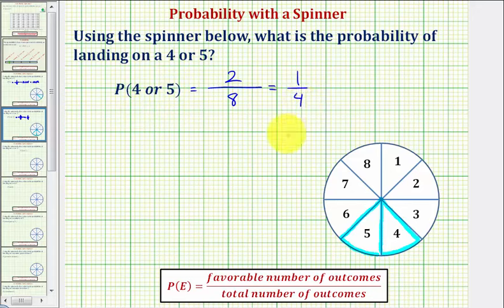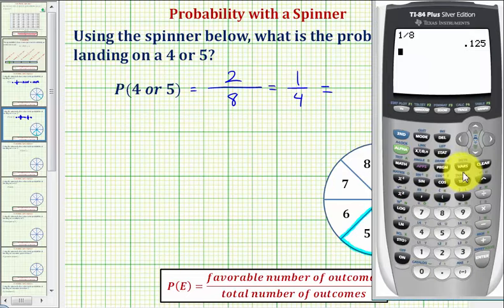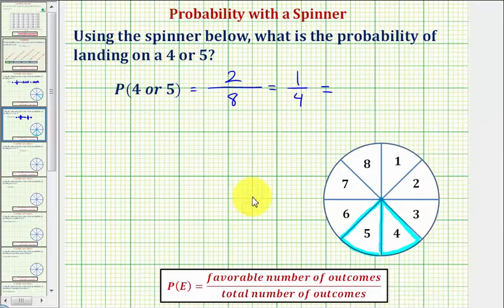Probability can also be expressed as a decimal or percentage, so let's also show those. To convert a fraction to a decimal, we divide. We should recognize this one. 1 divided by 4 equals 0.25 or 25 hundredths. 1 divided by 4, just to verify. So the probability can also be expressed as 0.25 or 25 hundredths.